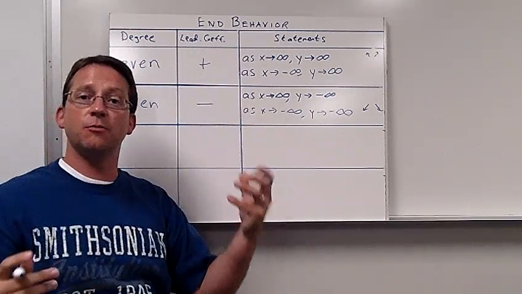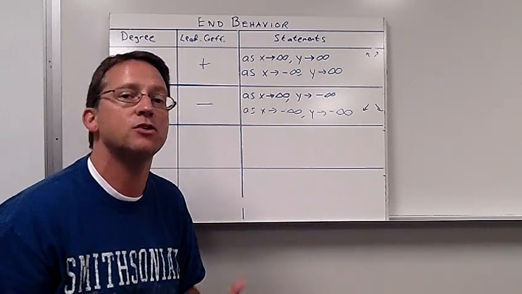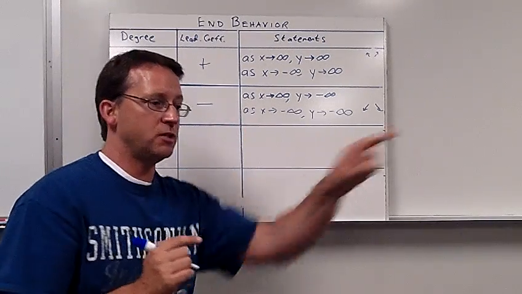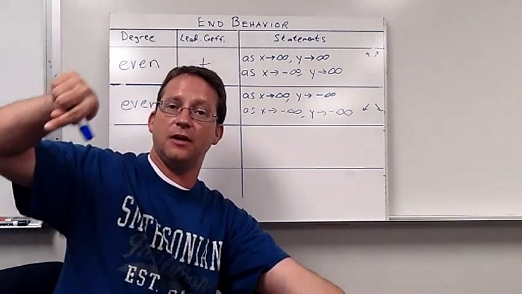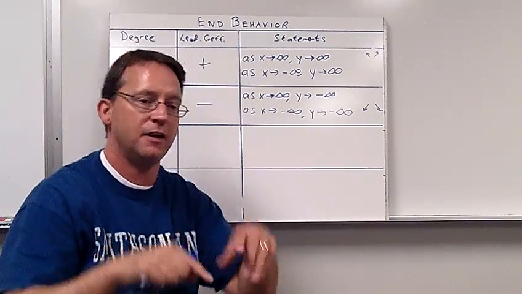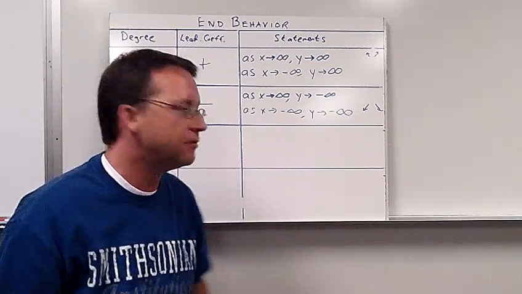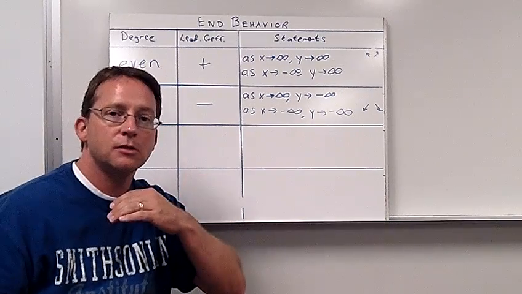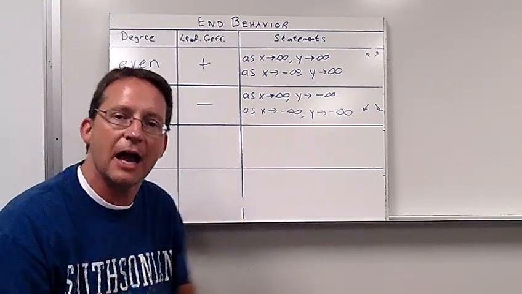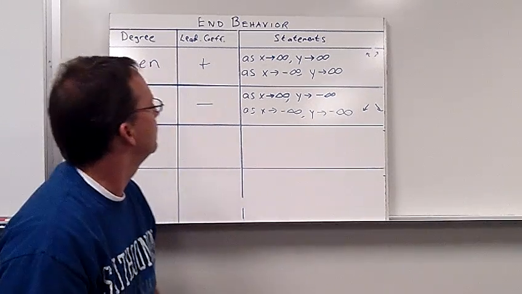Because this resembles an upside down parabola. This resembles y equals negative x squared. So as x approaches infinity, y approaches negative infinity. As x approaches negative infinity, y approaches negative infinity. Both ends have y values that are getting more and more negative, right? So when you have an even degree, I want you to think about parabolas, because that's the most basic kind of even degree polynomial that we can graph, right?